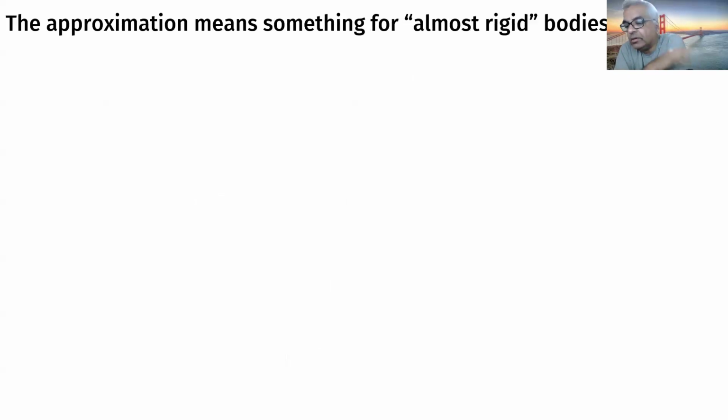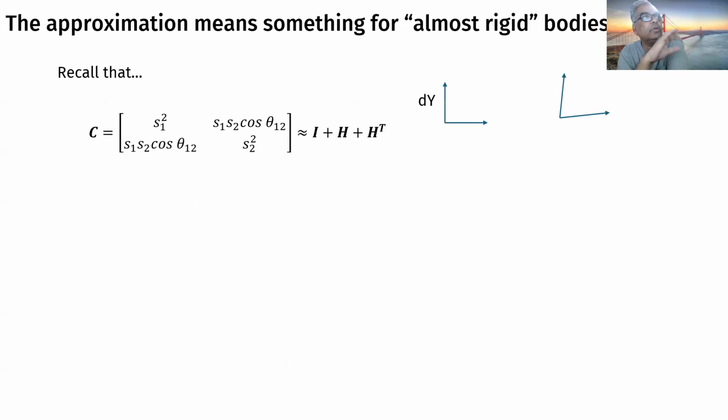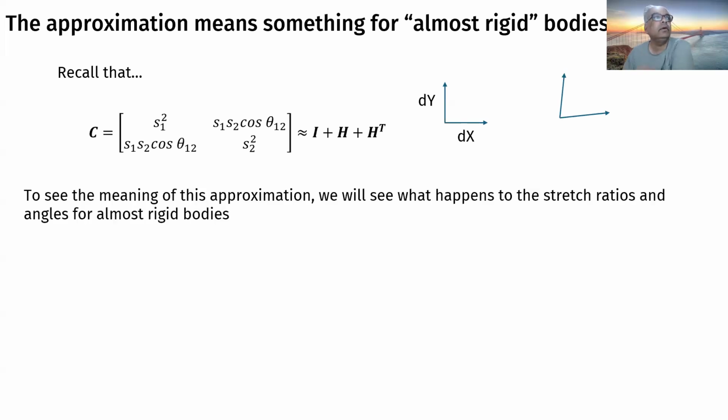So the approximation has specific meaning for almost rigid bodies. What do we mean by that? Remember that C was [S1 squared, S1 S2 cos theta 1 2; S1 S2 cos theta 1 2, S2 squared], which is I plus H transpose. So it took a rectangular thing and slightly deformed it into something that's not quite a rectangle and not quite the original length. It's slightly changed, right? So to get the meaning of this approximation, we will see what happens to the stretch ratios and angles for almost rigid bodies.